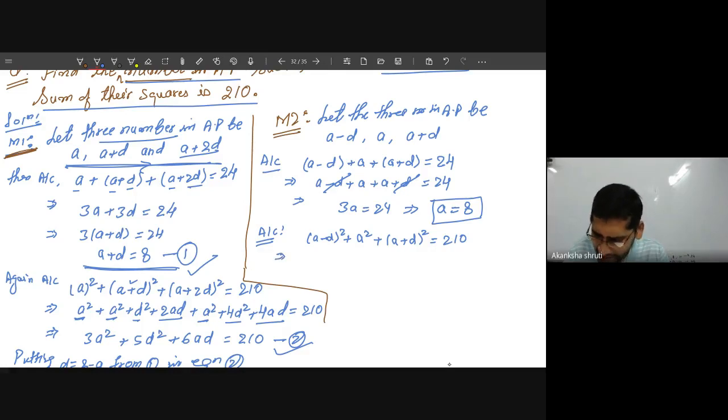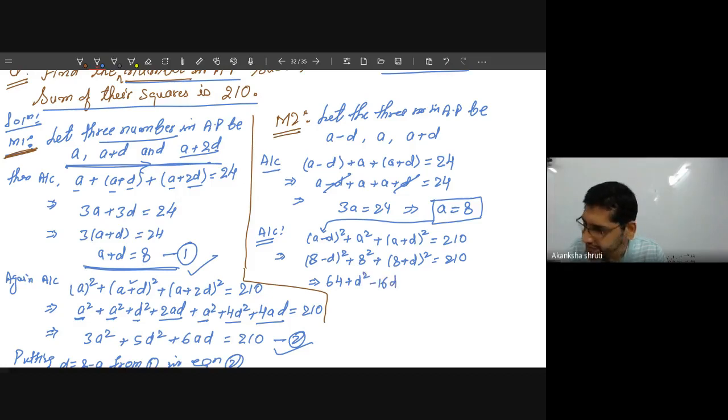What I prefer especially, directly I am going to substitute it here. So it is like (8 minus d) square plus 8 square plus (8 plus d) square is equals to 210. स्टूडेंट, अभी आप जरा देखिए, अब आप इसे होल स्क्वायर में ब्रेक यहां भी करना ही पड़ेगा. देयर इज नो अदर गो. सो इट बिकम 8 का 64 प्लस d स्क्वायर माइनस ऑफ 16d.